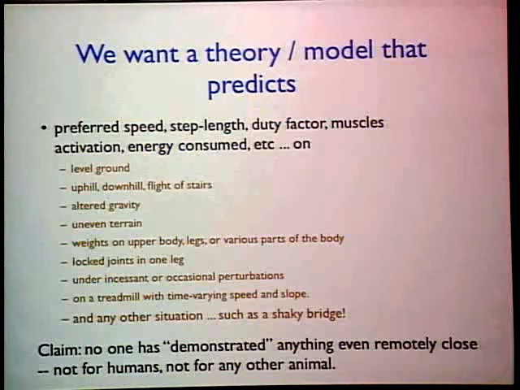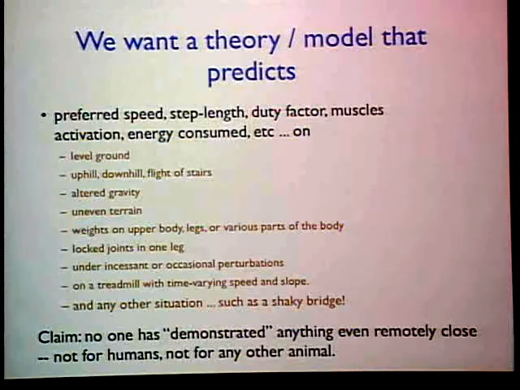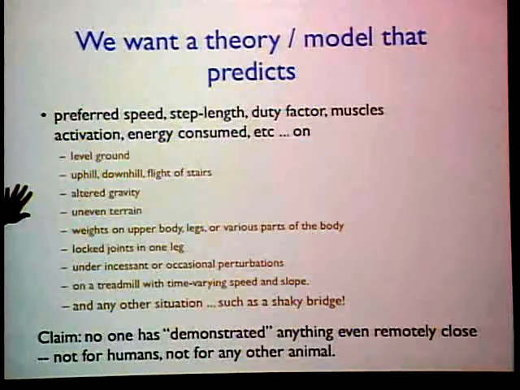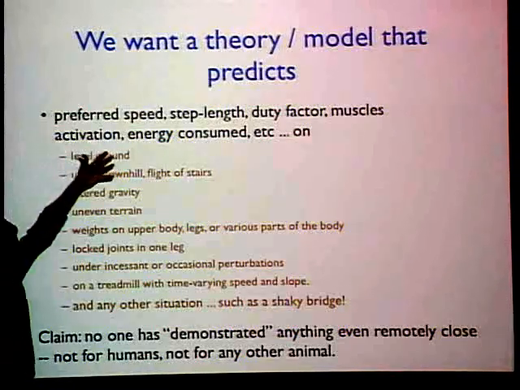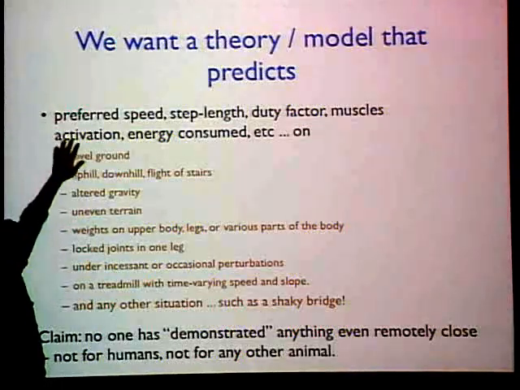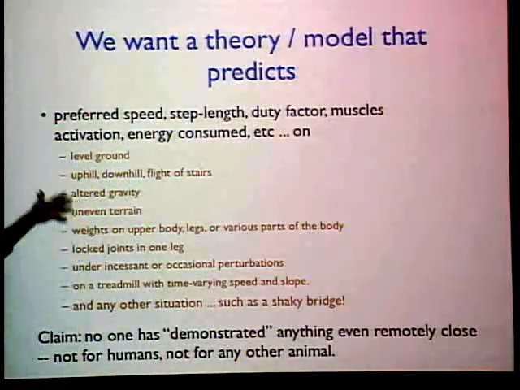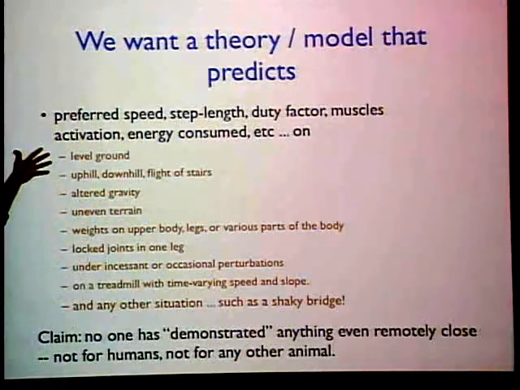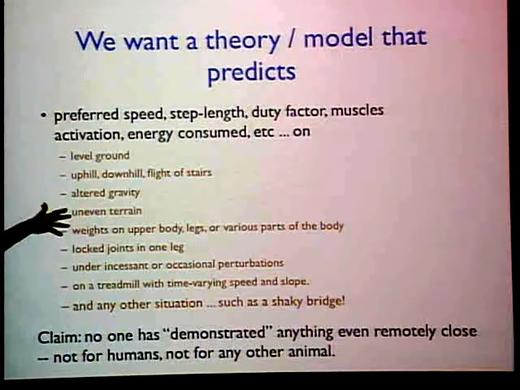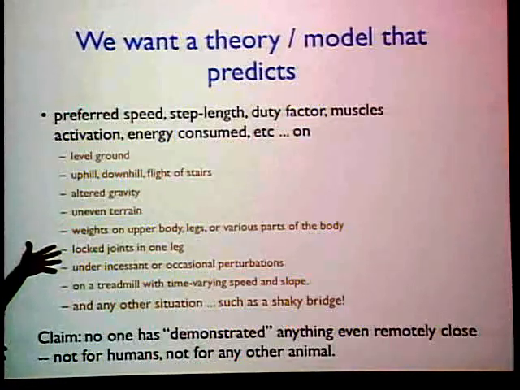So that really simple model predicted some things like that: to go slow you have to walk, to go fast you have to run. But what we would really like is a model that predicts lots and lots of different things, like preferred speed, step length, how much your foot is on the ground, what your muscles are doing at any point in time, energy consumed, all those things we would like to know at all kinds of different situations: level ground, uphill, downhill, altered gravity, uneven terrain. So given a condition and given a person, we would like to be able to predict how this person will move.